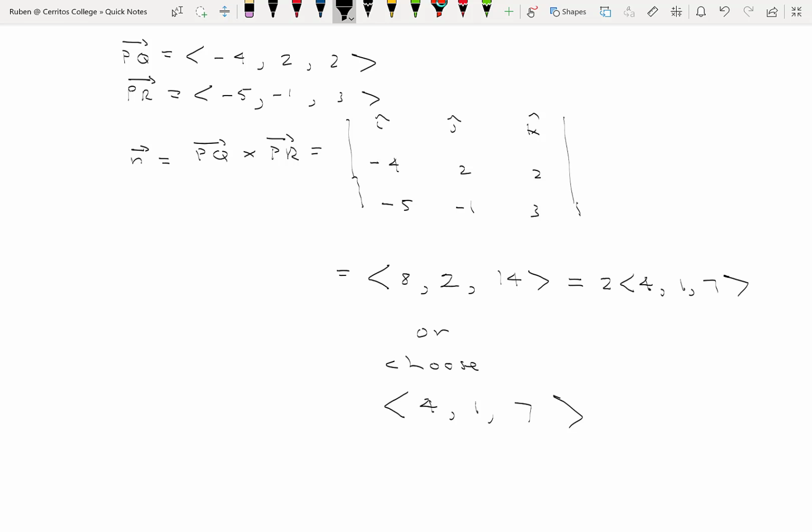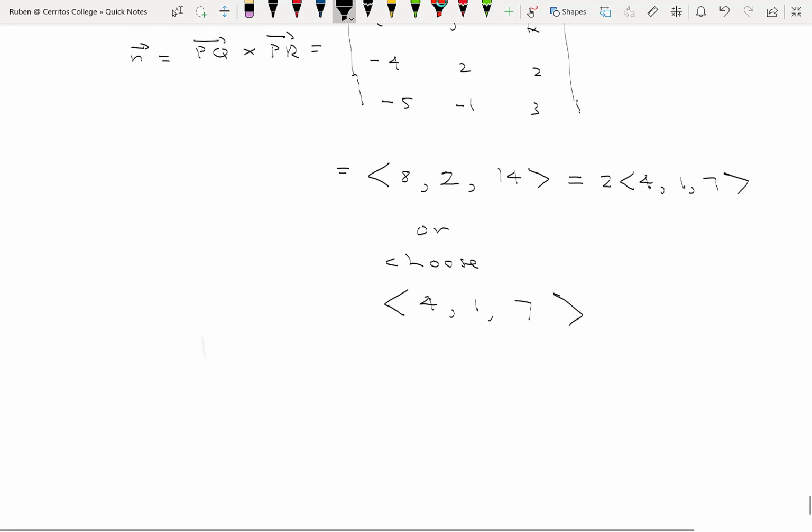And if 8, 2, 14 is a scalar multiple, 2 times 4, 1, and 7, that means those two vectors are parallel. The vector whose components are 8, 2, and 14 is parallel to the vector 4, 1, 7, because it's a scalar multiple of a vector whose components are 4, 1, 7. Okay.